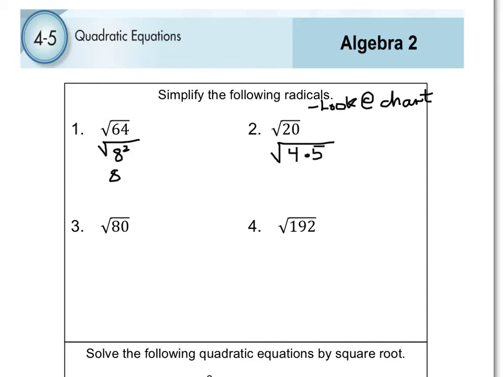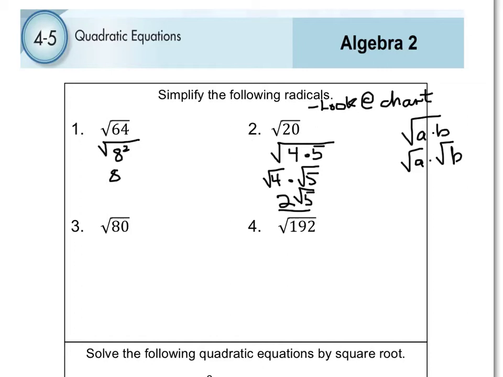Okay, and again, same as before, if I have the square root of a times b, I can split them up into two radicals. So I'm going to split these guys up: the square root of 4 times the square root of 5. And the square root of 4 is 2. I can't take the square root of 5 and get a whole number, and there are no perfect squares that go into it. So this is my final answer, 2 square root of 5.